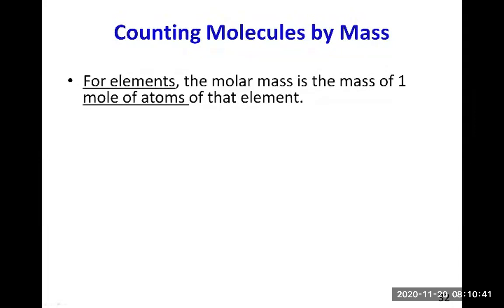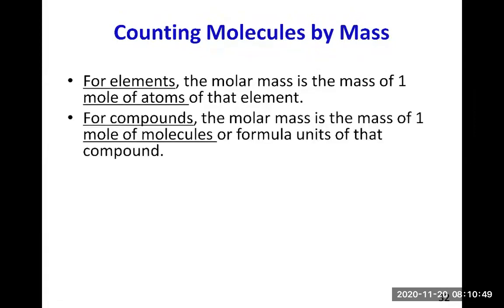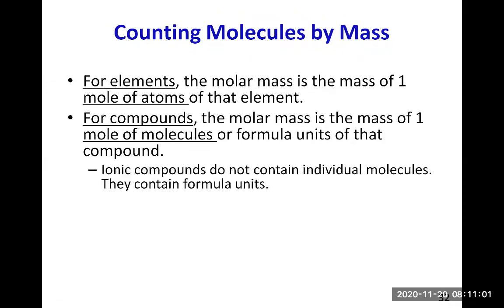So this is the fourth video of chapter 8, and we will be counting molecules by mass or vice versa. For elements, the molar mass is the mass of 1 mole of atoms of that element. For compounds, the molar mass is the mass of 1 mole of molecules or formula units of that compound. We say molecules for molecular compounds, but formula units for ionic compounds, because ionic compounds do not contain individual molecules. They contain formula units.